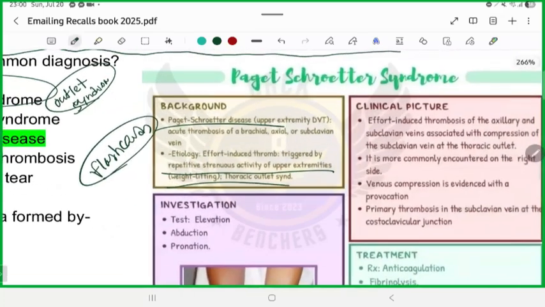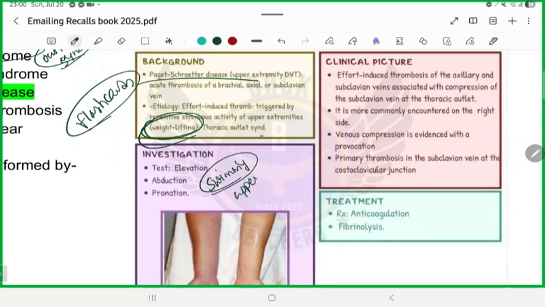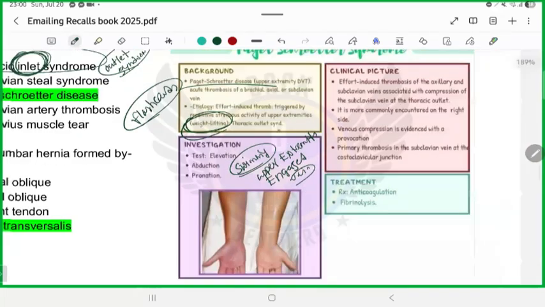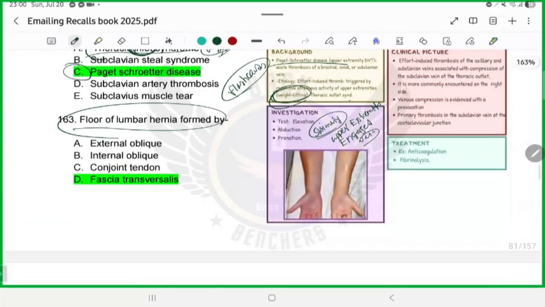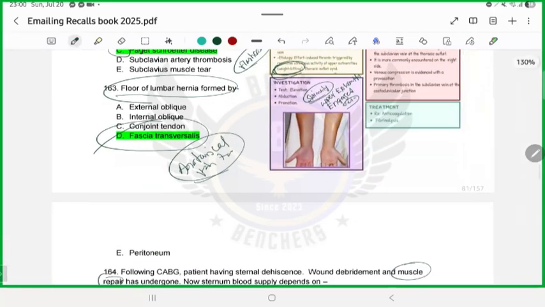You don't need to know much. Just remember, they will give you some clues. Anytime they mention weightlifting or swimming with upper extremity engorged vein, it's Paget-Schroetter disease. Engorged vein, Paget-Schroetter disease. Floor of lumbar hernia is formed by fascia transversalis. An anatomical point to remember.